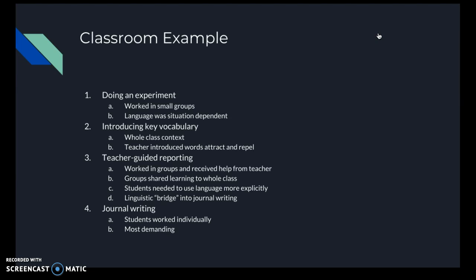In teacher-guided reporting, the students worked in groups and then received support from the teacher to share what they learned to the class. They needed to use language more explicitly because they no longer had the experiment in front of them to show what happened, and each group of students did a different experiment. This allowed them to organize their words and served as a linguistic bridge to journal writing, where they worked individually. The journal writing part was the most demanding.